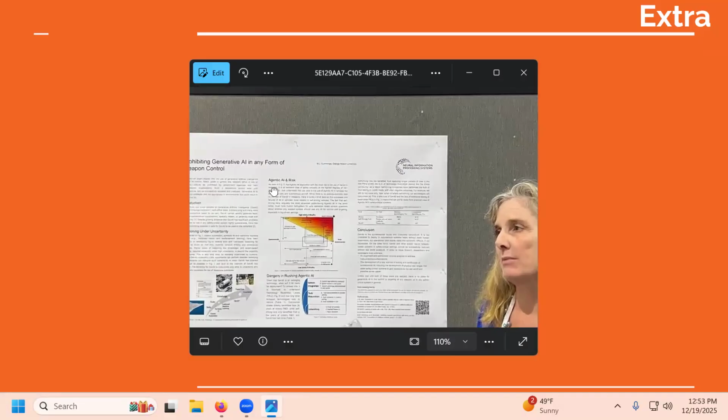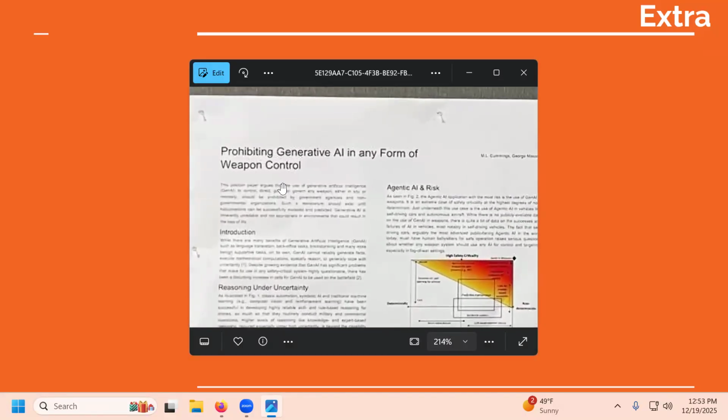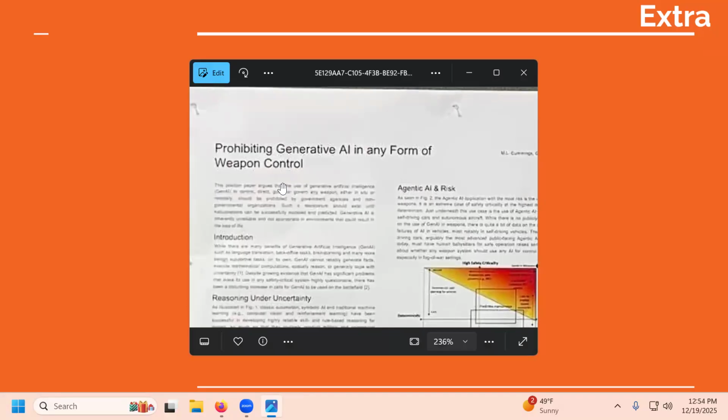What was her poster? The idea that we should prohibit generative AI in any form of weapon control. There is no distinction between generative AI and anything else now. Yeah, it's all generative. Well, anything predictive is generative. Not really. What do you mean? Anything predictive can be flipped around into a generator. No, I think it's the other way around. You need to be able to sample from it, and not everything is a probability distribution. Some things are just junk.